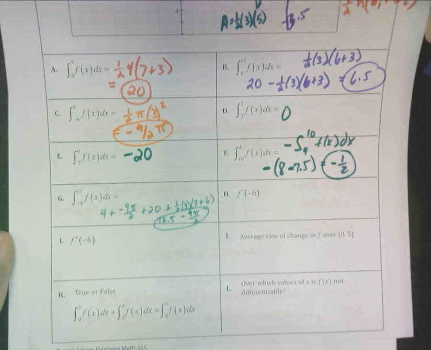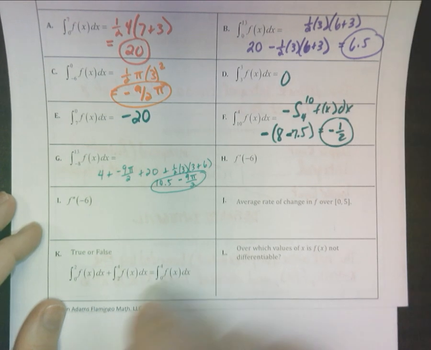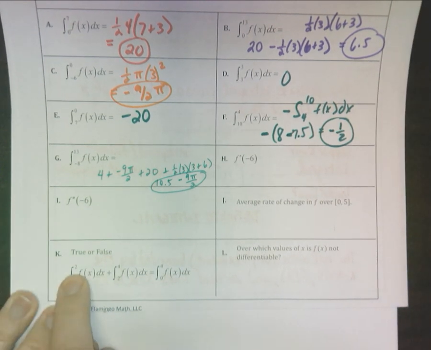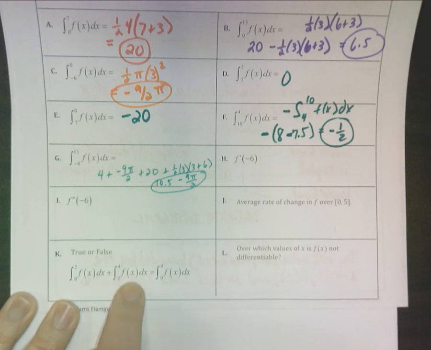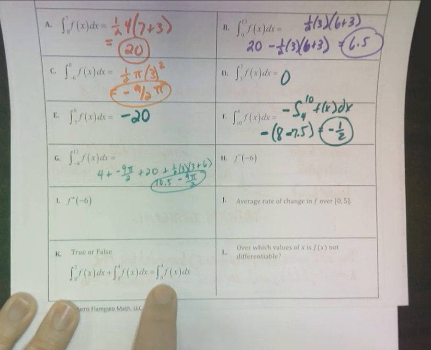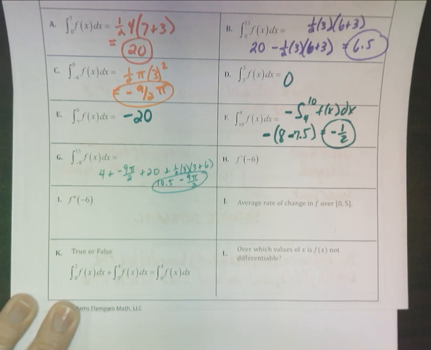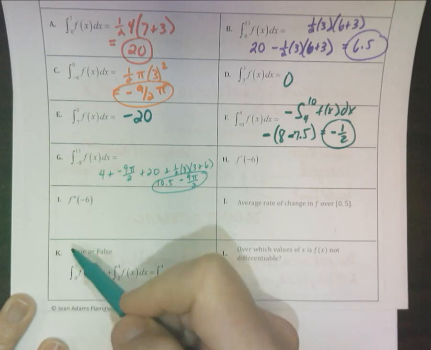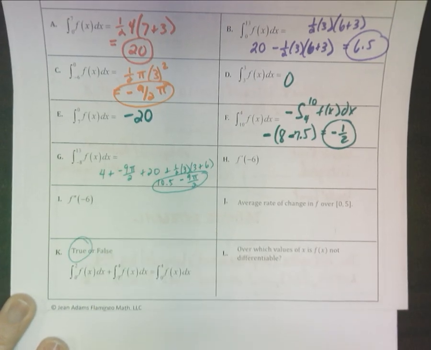Okay, look at K real quick. True or false? The integral from 0 to 2 of f of x dx plus the integral from 2 to 4 of f of x dx. Would that be the same as the integral from 0 to 4 of f of x dx? What do you think? True or false? Take a minute. Got a 50-50 shot. That's true. It's true.